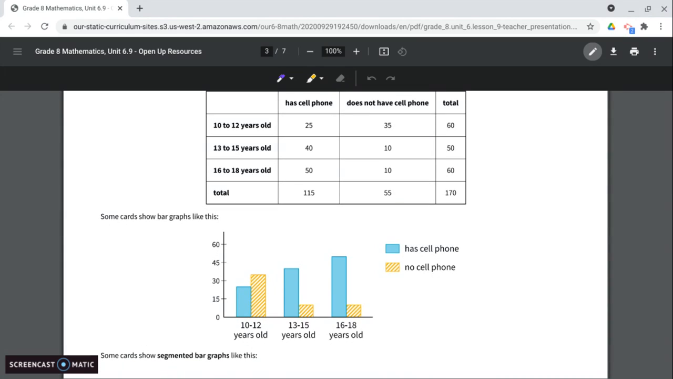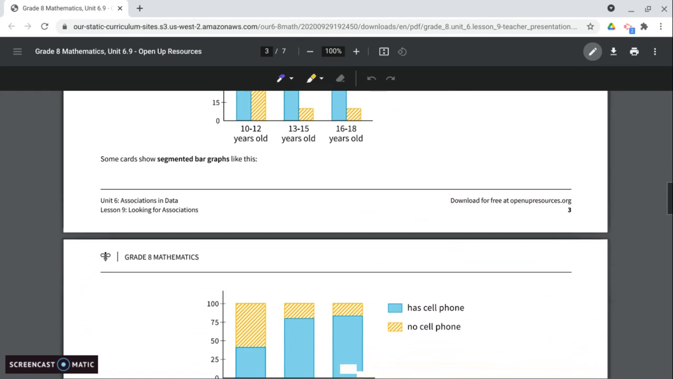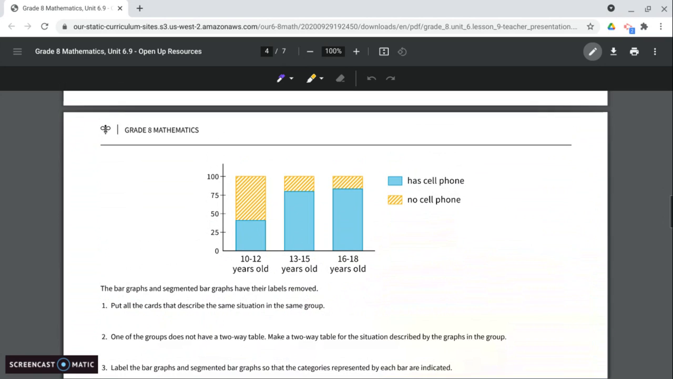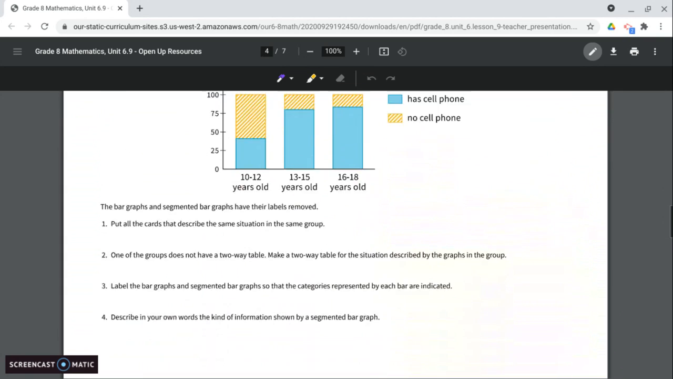So looking at it out of the 100, 25 out of 60 is 41.6%. Notice where this is, it's a little further bumped up, but together these two represent 100%. So this is what it looks like to have a segmented bar graph. It uses the relative frequencies to calculate them. So that's the key thing about segmented bar graphs.